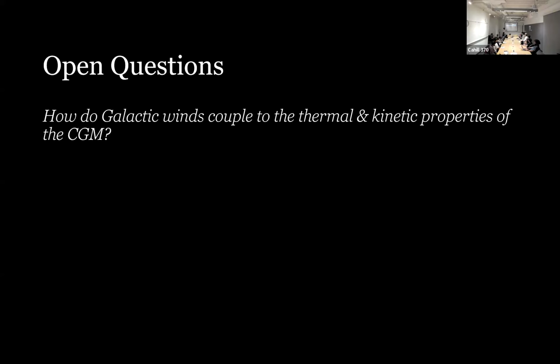Like, how exactly do these galactic winds couple to the gas surrounding galaxies? How does it affect the global properties, its thermal and kinematic properties? Also, what role do the satellites play in this picture, in terms of feeding the CGM with new gas and affecting the global CGM properties?